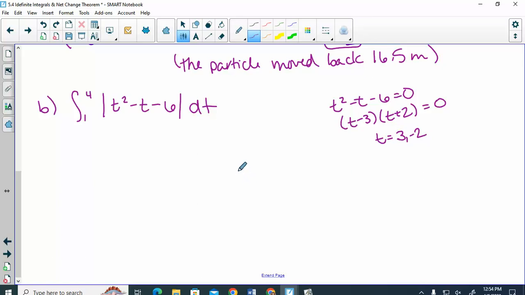Would both of those be relevant here? No, because we're only talking about between 1 and 4. So that means we're going to break this up. We're going to do from 1 to 3, and then we'll do from 3 to 4. If you put in something between 1 and 3, even if you put in 1 itself, is this a positive or a negative?